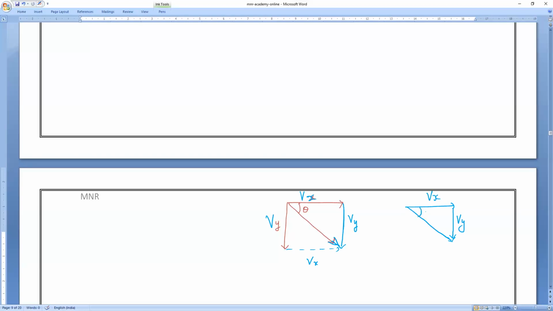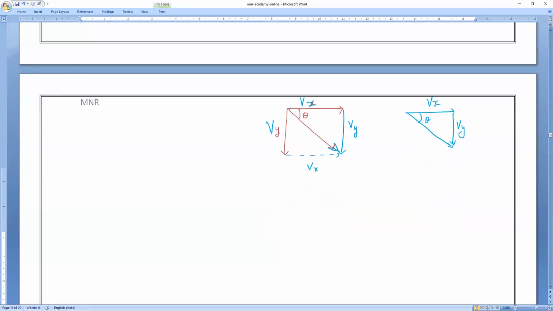So we want to find theta. Tan theta is equal to Vy by Vx. We have already found the Vy value, 20 meters per second, and Vx is 5 meters per second. So that is what it is.